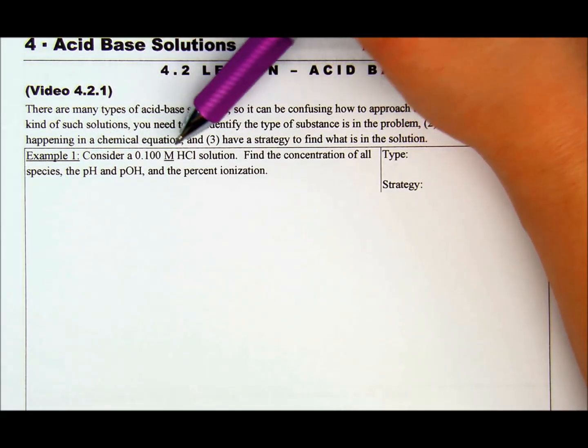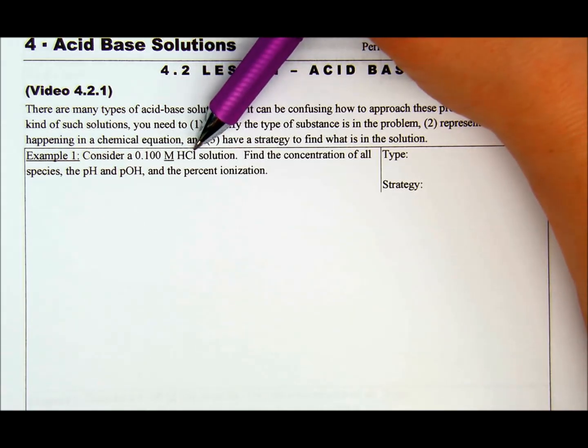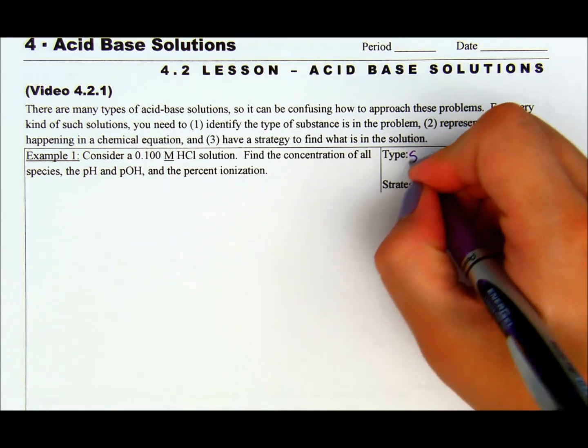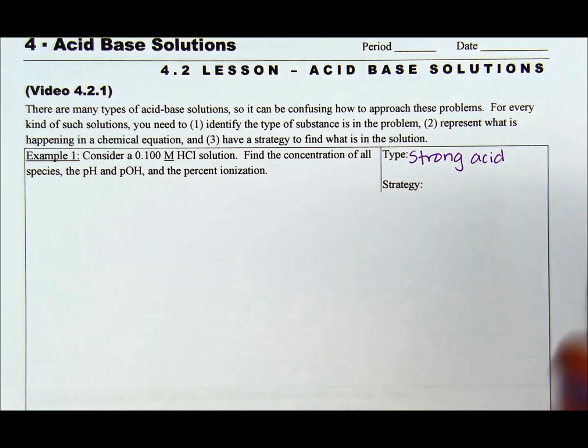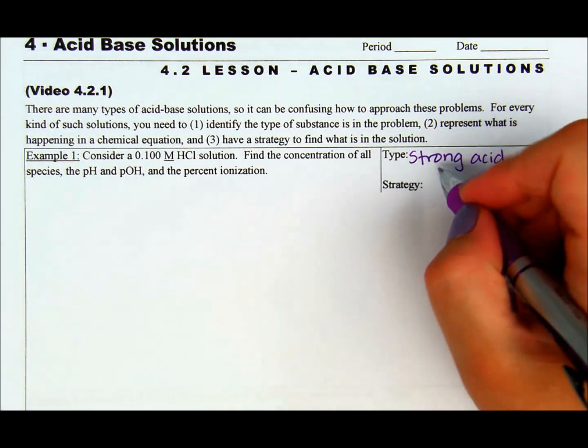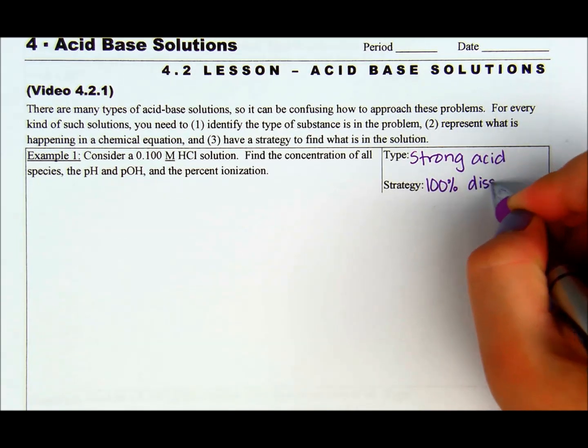The first one, we're going to look at a 0.1 molar hydrochloric acid solution. Hydrochloric acid is a strong acid, so this type is strong acid. Find the concentration of all species, the pH, pOH, and the percent ionization. Our strategy here: this dissociates 100%, so we have 100% dissociation.